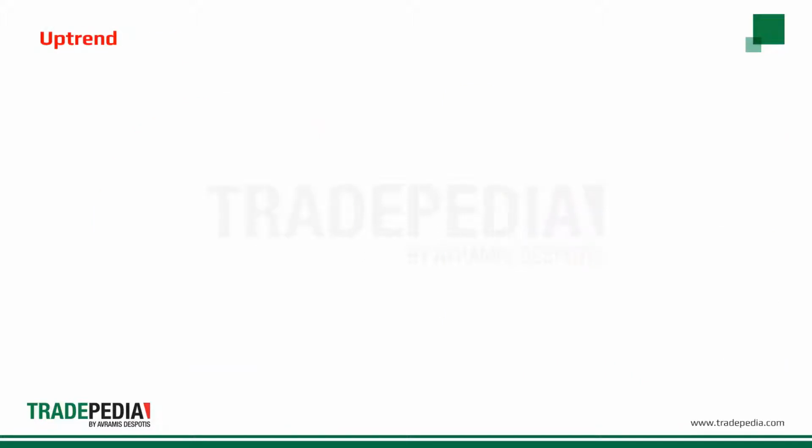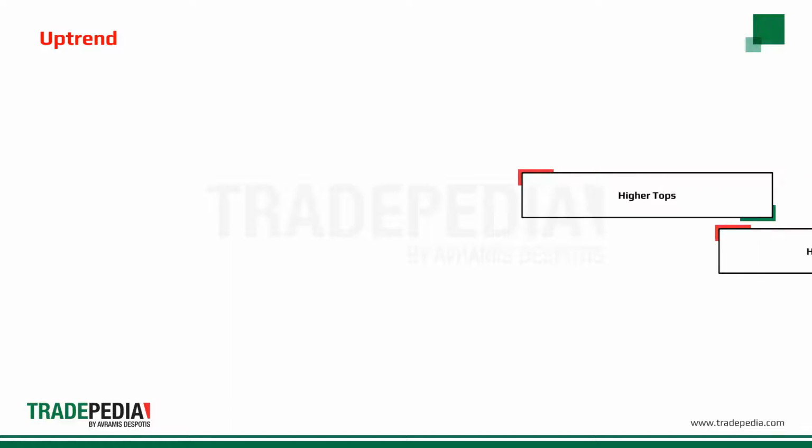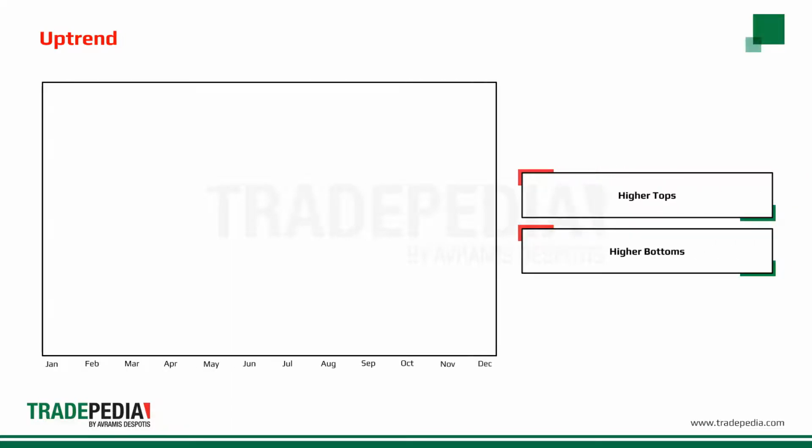An uptrend is described as a series of higher tops and higher bottoms. But first, let's define tops and bottoms. After a series of green candles, the appearance of at least two red candles confirms a top. And after a series of red candles, the formation of at least two green candles confirms a bottom.